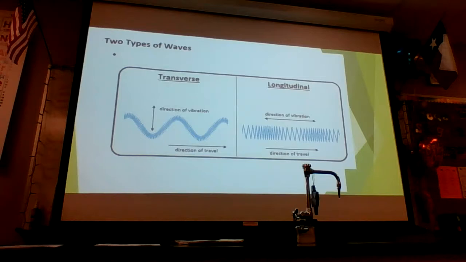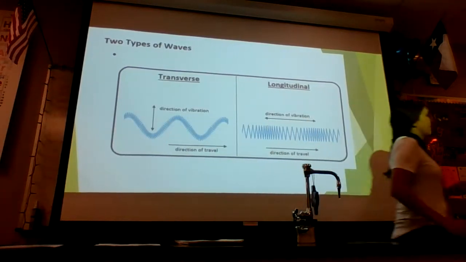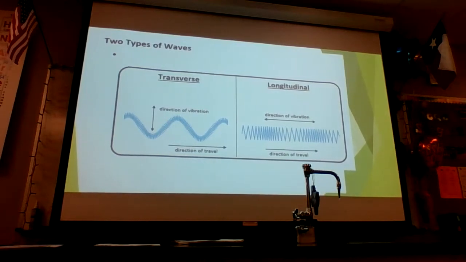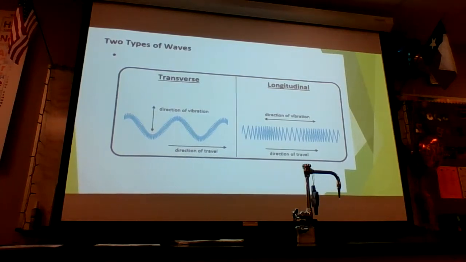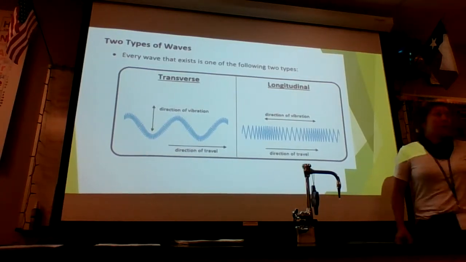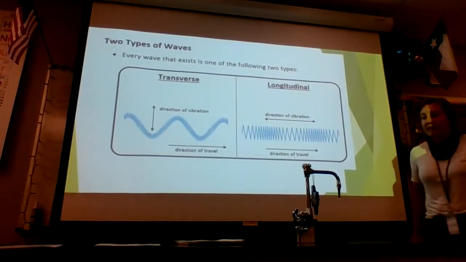Okay, let's go ahead and talk about the 2 types of waves that we have. Okay, transverse and longitudinal. We've already mentioned these in that introduction activity, but let's go ahead and put them down in our notes. Okay? Don't walk in front of my camera. Every wave that exists is one of the following 2 types.